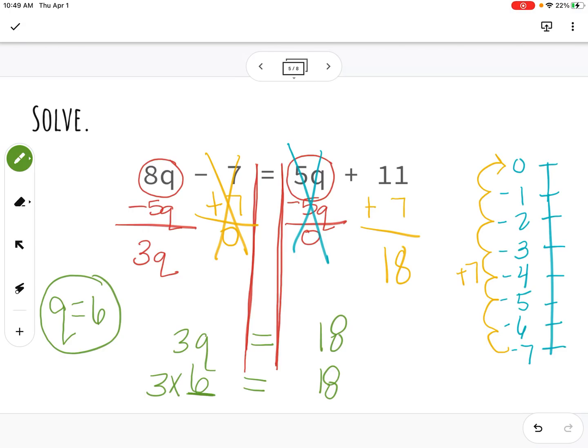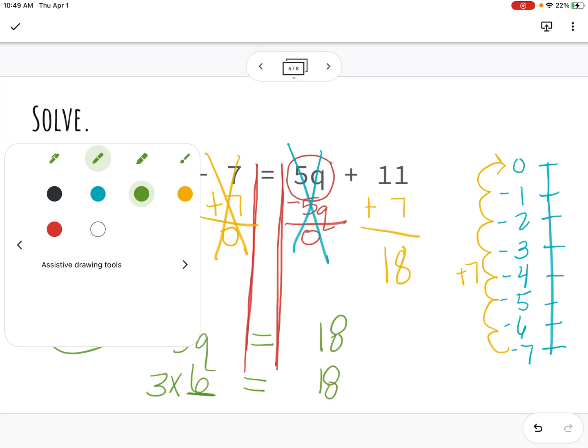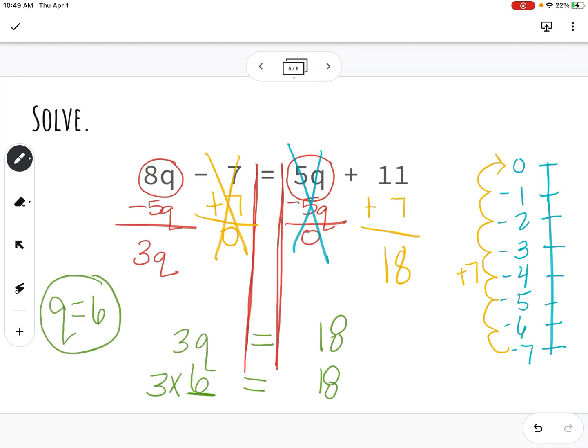We could go ahead and insert this now into our original problem to see, does this work? So let's go ahead and try. 8 times 6 is 48. 48 minus 7 is 41. So on this side of the equation over here, we have 41. Let's see if this works over here. 5 times 6 is 30. 30 plus 11, again, is indeed 41. So our answer, we are confident, is accurate.